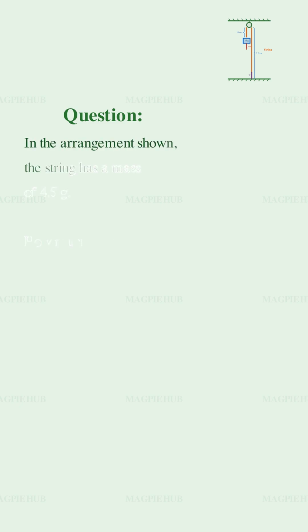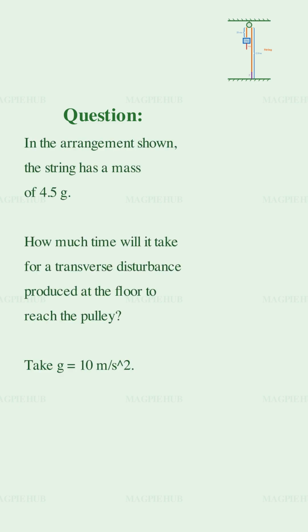Here is the question. In the arrangement shown in the figure, the string has a mass of 4.5 grams. How much time will it take for a transverse disturbance produced at the floor to reach the pulley? Take g equals 10 meters per second squared.